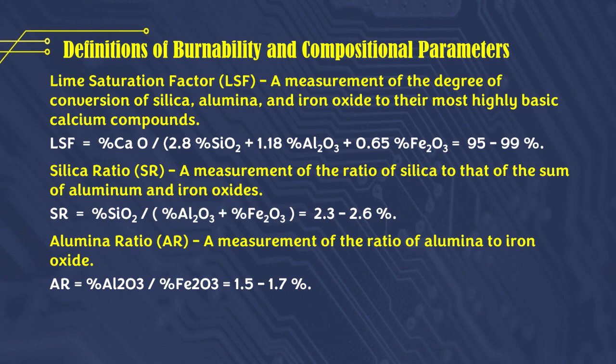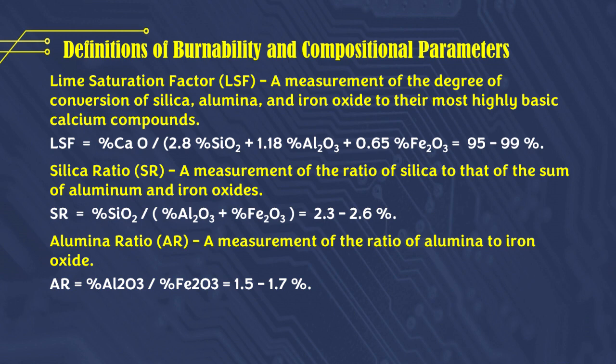Silica ratio, or SR, a measurement of the ratio of silica to that of the sum of aluminum and iron oxides. Inversely proportional to the liquid phase at burning zone temperatures. SR is %SiO2 divided by %Al2O3 plus %Fe2O3 equals 2.3 to 2.6%.